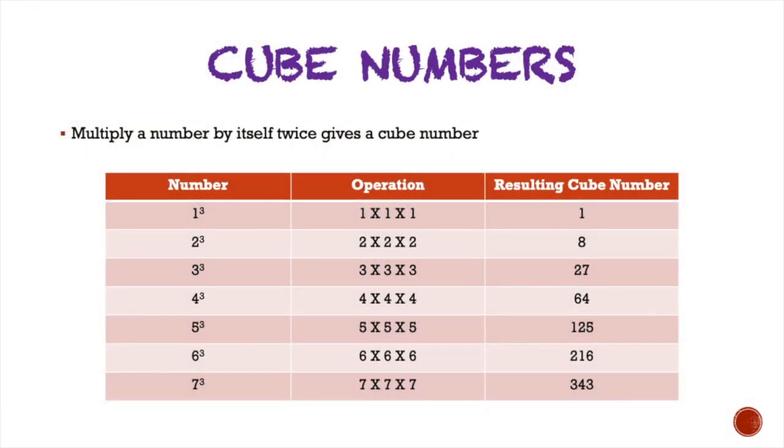The last set of numbers I would like to discuss is what we call the set of cube numbers. Now, we get a cube number when we multiply a number by itself twice. For instance, if we multiply the number 1 by itself twice, what we call cubing the number 1, we will get an answer of 1. If we cubed the number 2, we will get 8. If we cubed 3, we will get 27. Cubing 4 gives us 64. 5, 125, 6, 216, 7, 343, and so on.